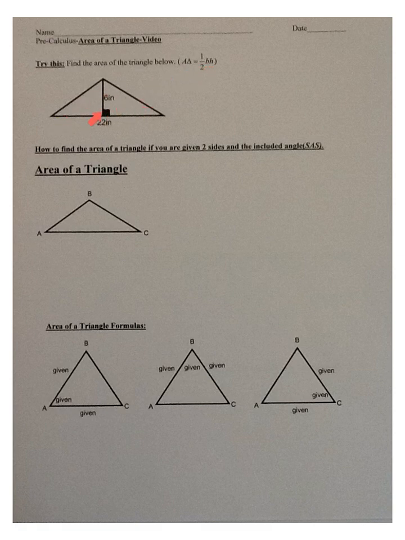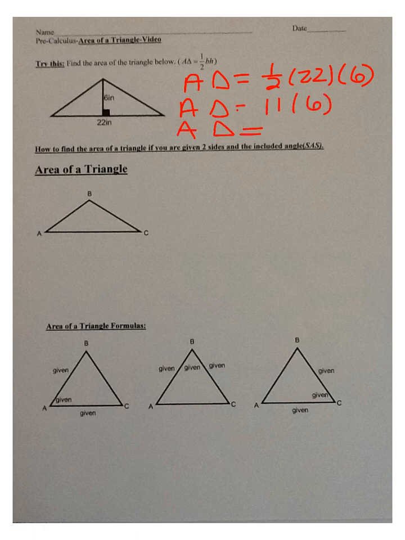So I have this triangle. I have a base of 22, and I know it's a base because I have this altitude drawn. So it's my line that's perpendicular to the base drawn from a vertex, and that's 6. So my area of the triangle is equal to 1/2 times 22 times 6. So I have half of 22, which is 11, times 6. So the area of the triangle is 66 square inches.